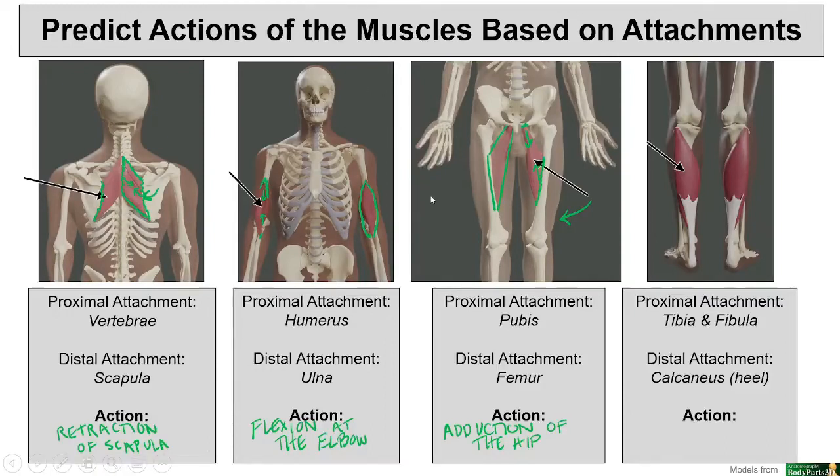Now the last one here attaches to the tibia and the fibula, and then also to the heel bone here, the calcaneus. Shortening here, which direction do you think those toes are going? They're going to point toward the ground. You'll see that's called plantar flexion, and another way to think of it is ballerina toes.